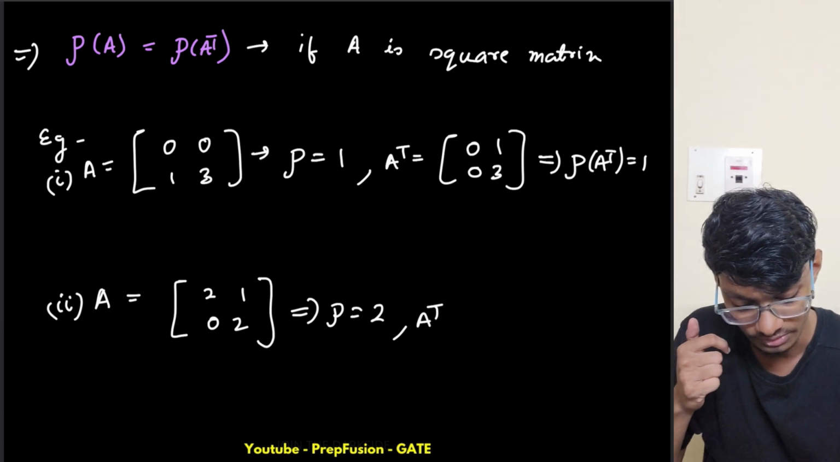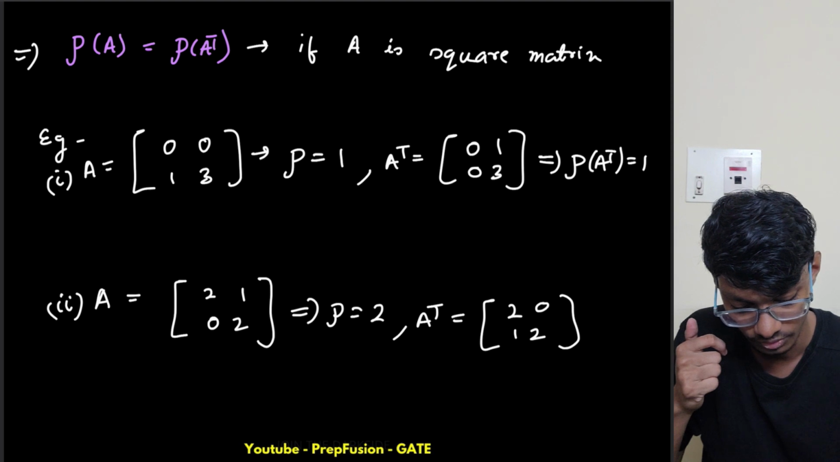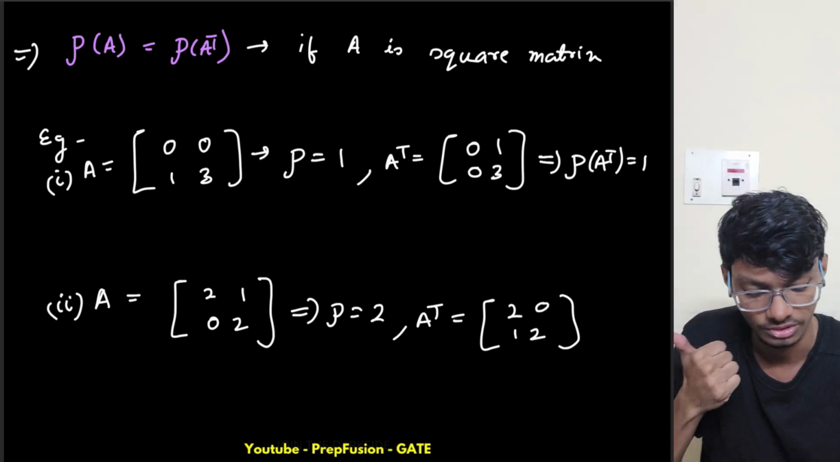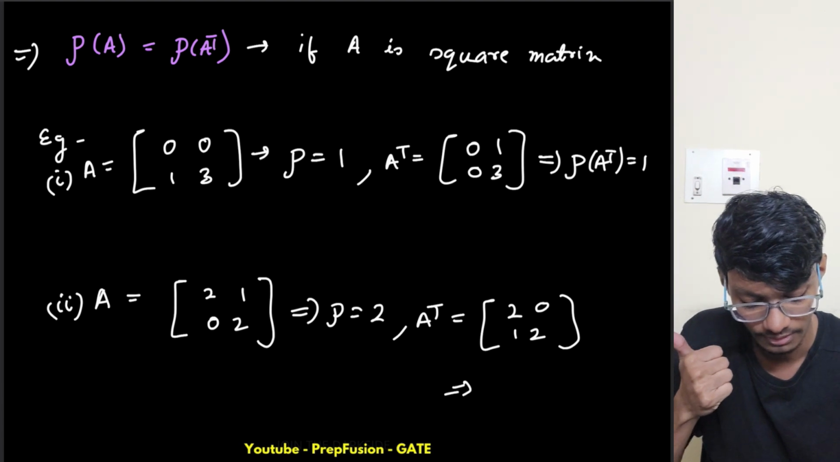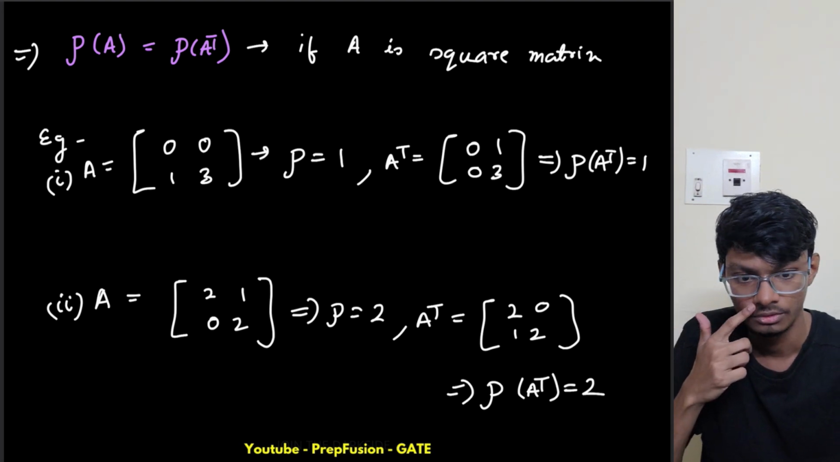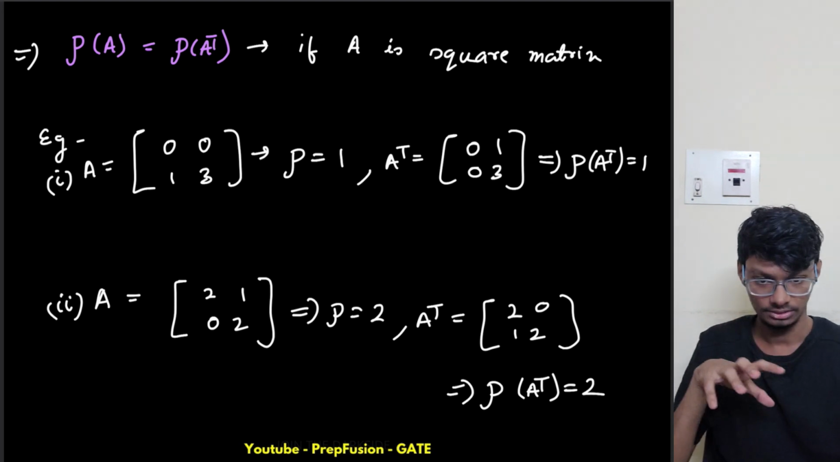Again if I take the A transpose, this becomes 2 0 1 2. Again you see that the columns are independent and the rows are also independent, so the rank of A transpose will be equal to 2 itself. So this is basically what my rank defines.